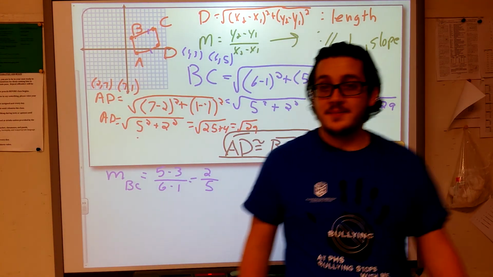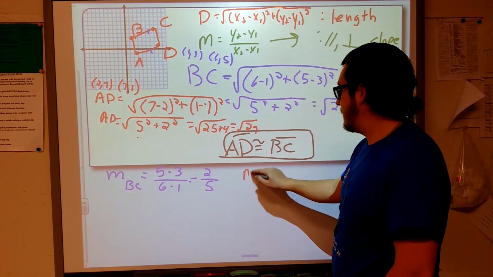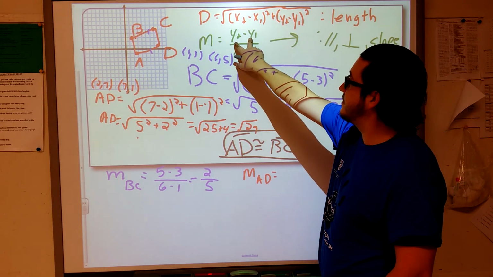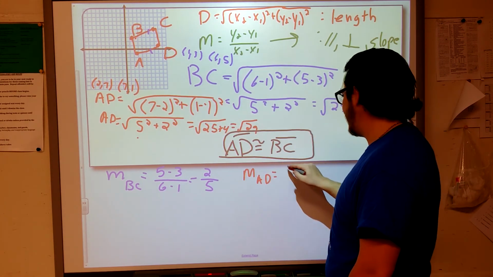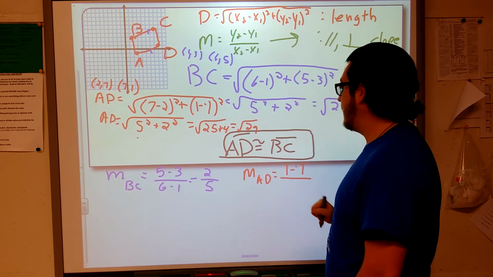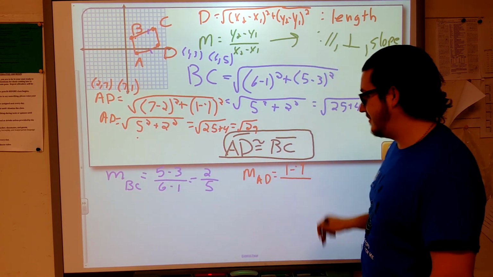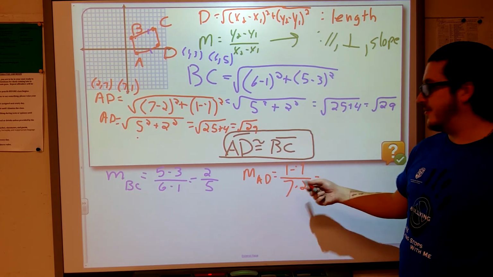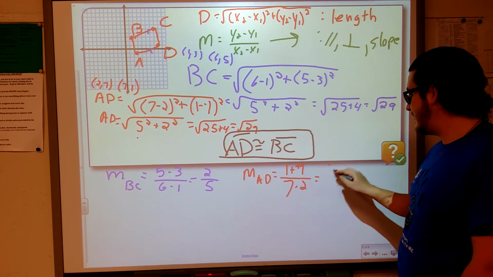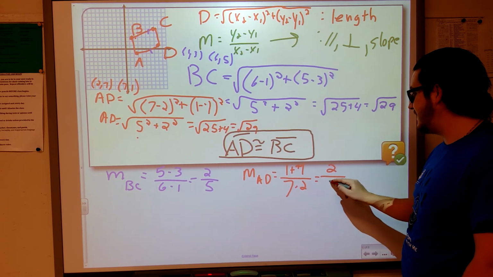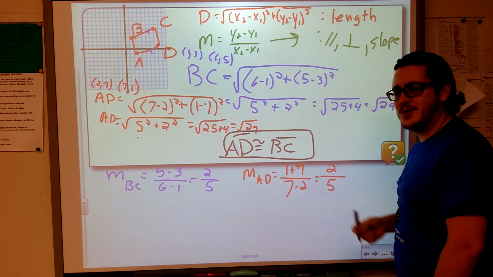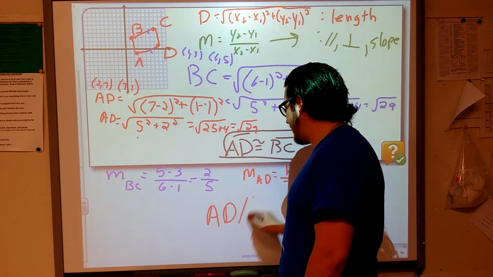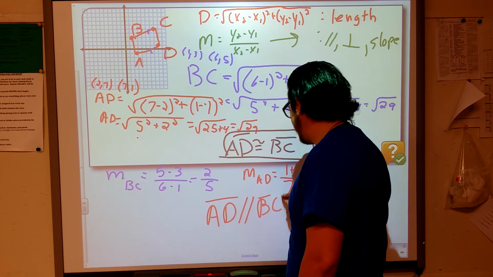Now we'll do the slope of the other one. Slope of AD, or y2 minus y1, is 1 minus -1, and we have 7 minus 2. 1 minus -1 becomes plus, so that's a 2. 7 minus 2 is 5. 2/5. 2/5. That means we know that AD is parallel to BC.